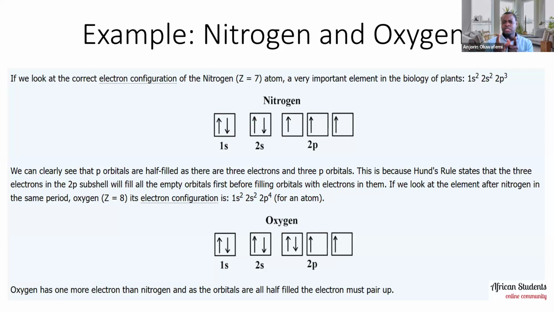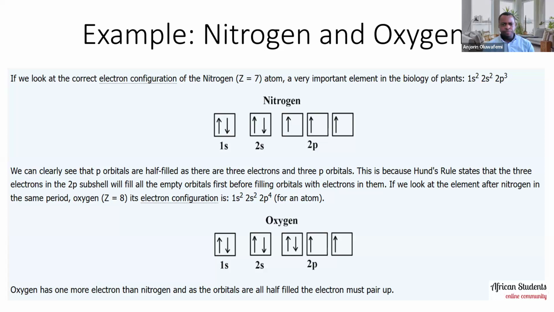Now, something interesting is this. You know that the s orbital can contain a maximum of 2 electrons. So you have one spinning up, one spinning down for the 1s. That satisfies the 1s orbital. We move to the next orbital, which is the 2s. You have one spinning up, one spinning down. It satisfies the 2s orbital.